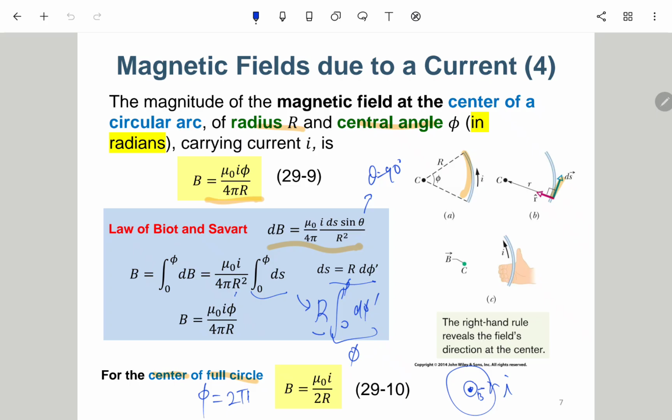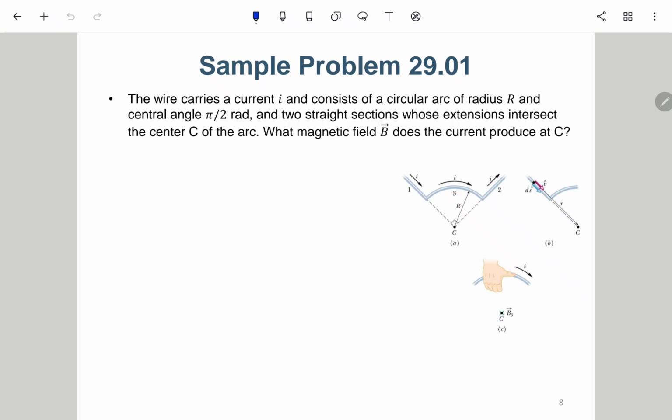Just now we considered the cross product, using the right hand rule, as ds crosses with r hat. So your thumb is pointing out of the page. And another way you use the right hand rule is like this: this is the current, and you use your forefinger to follow the direction of the current. Your thumb will point to the direction of the B field. So this is the other way you use the right hand rule to determine the direction of the B field. Okay, so here we have a quick sample problem.